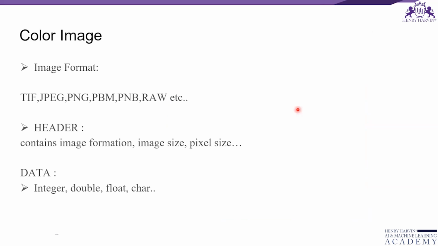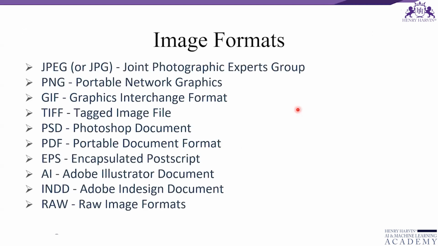When we talk about the image format, there are several formats like TIFF, JPEG, PNG, PBM, PNB, RAW, etc. So when we talk about the header, it contains image formation, image size, pixel size, etc. When we talk about data, it could be integer, double, float, character, right? See, I have told only a very few cases, so I'm discussing only a few. So let us discuss the image formats now, right?